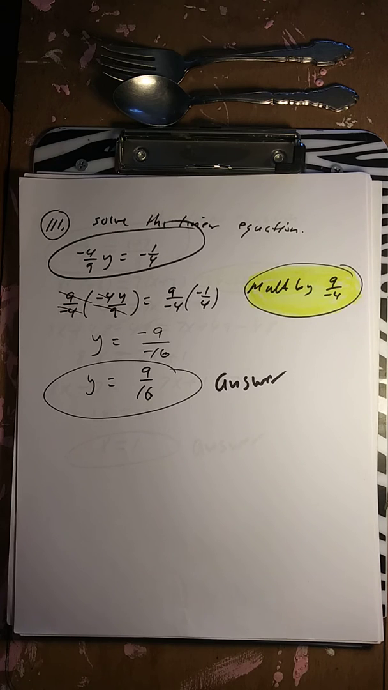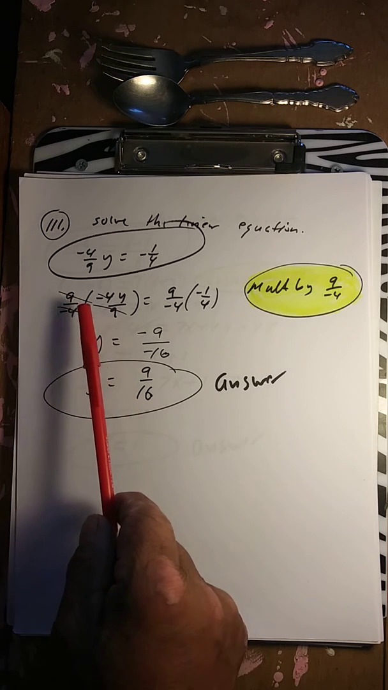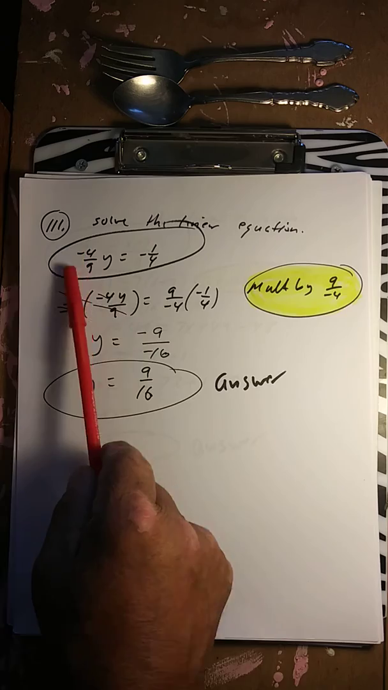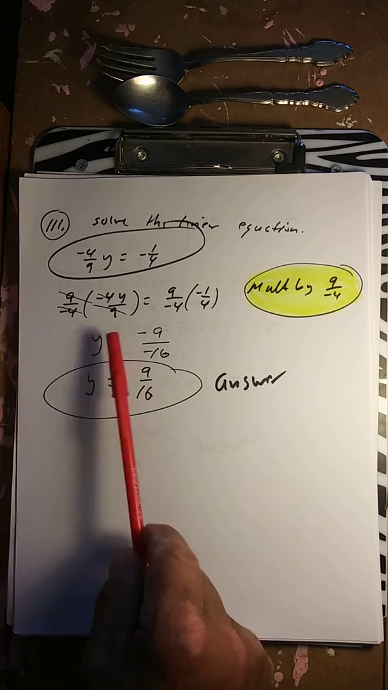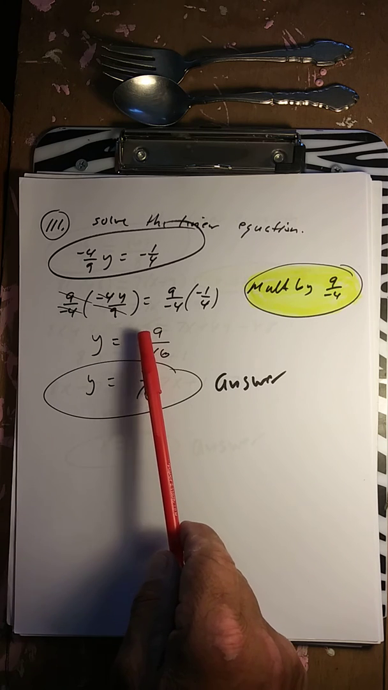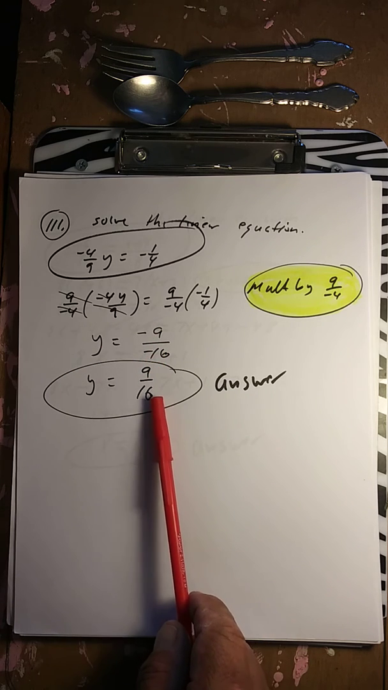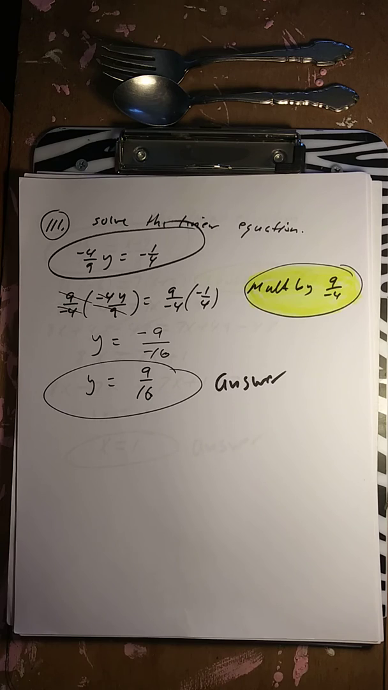This one. We have multiplied by the reciprocal of this, which is 9 over negative 4 times the left side, right side. These are gone. Solving this linear equation. So y equals negative by negative is a positive 9 over 16, and there's nothing else we can do with that? Nope. Leave it alone.